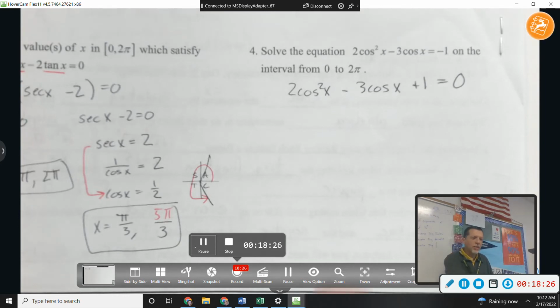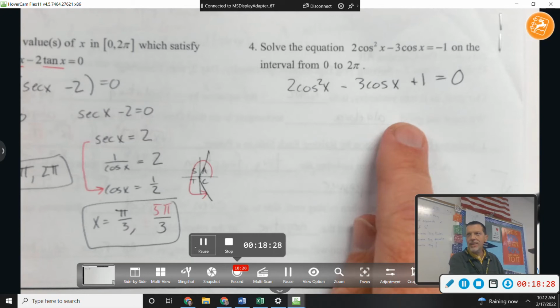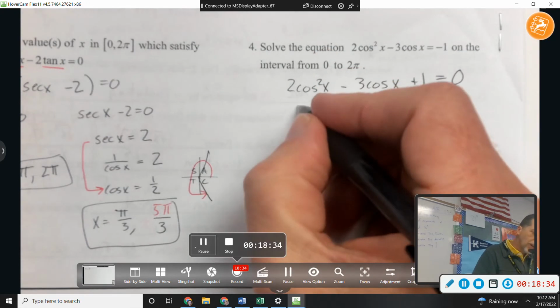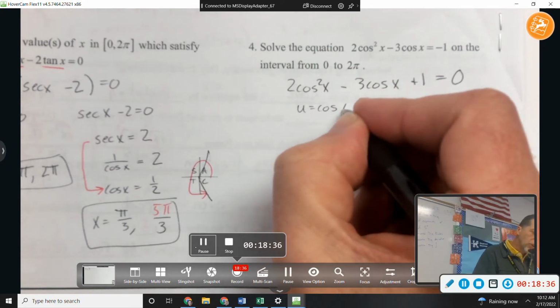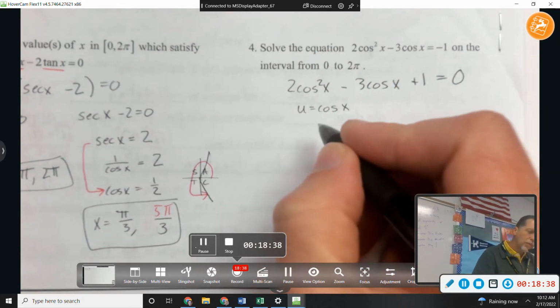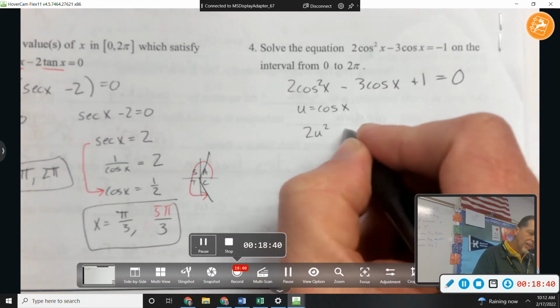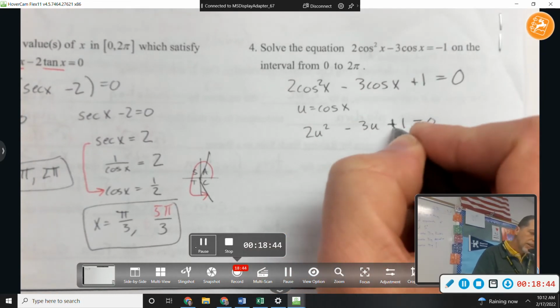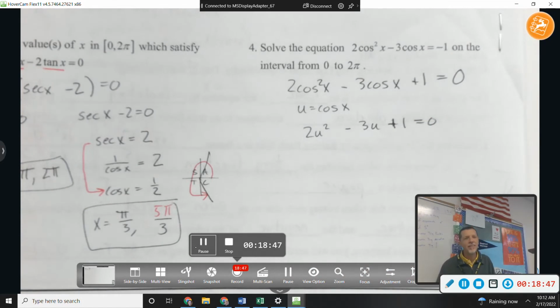Some people can factor that by looking at it. Other people are like, I don't like the cosine. Let's do a little bit of a u substitution here and make this problem easier to look at. It doesn't really change the math of the problem. It just makes it easier to look at.